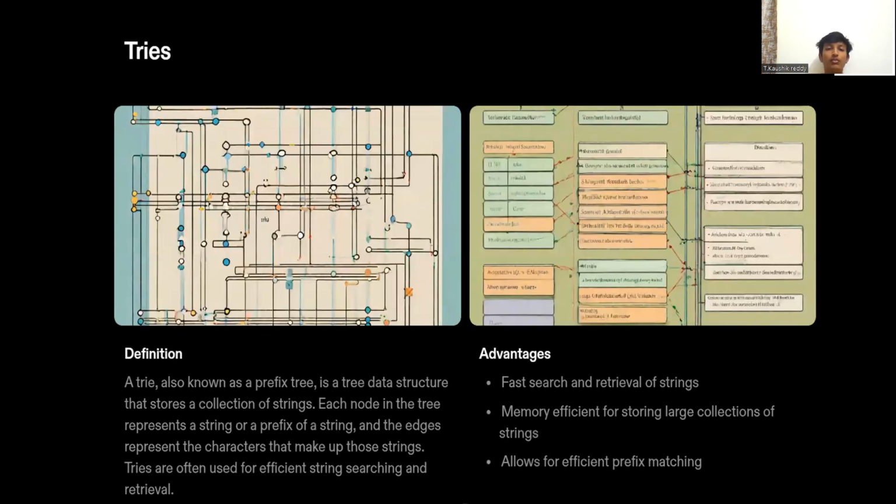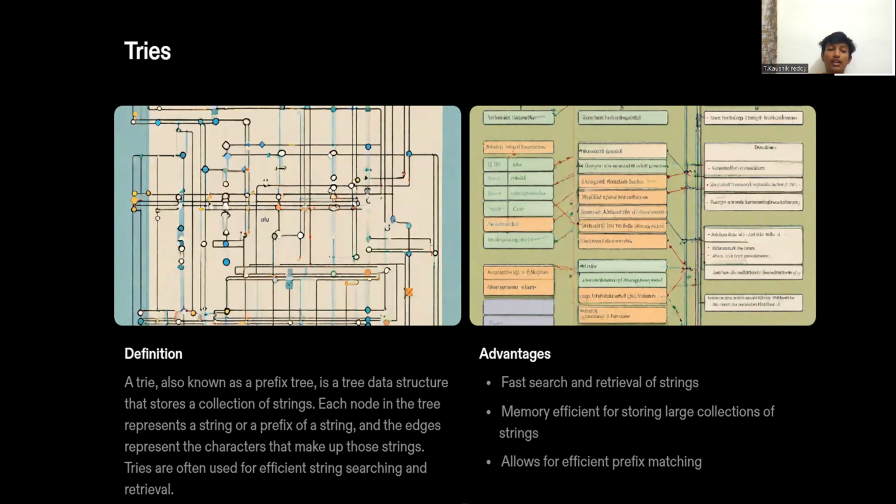Next, tries. What exactly is the definition of a trie? A trie, also known as a prefix tree, is a tree data structure that stores a collection of strings. Each node in the tree represents a string or a prefix of a string, and the edges represent the characters that make up those strings. Tries are often used for efficient string searching and retrieval.